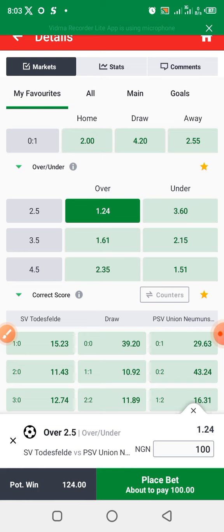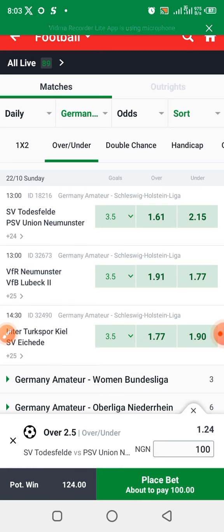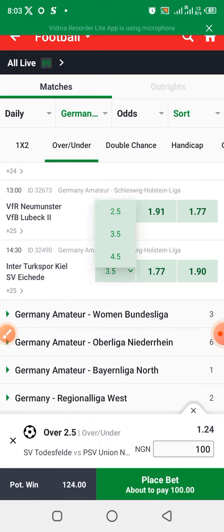If you want to confirm how the German amateur leagues play over 2.5 goals every time, you can observe through the games they played yesterday, or through the games they've been playing since last year. I've discovered this process since last year. So this game also I can observe them.